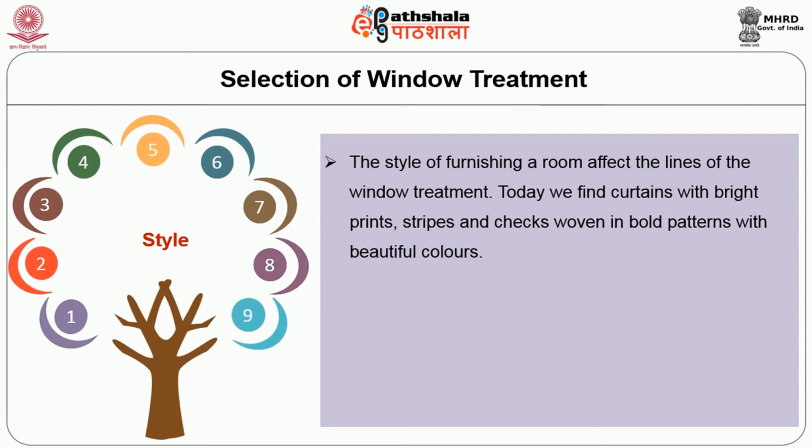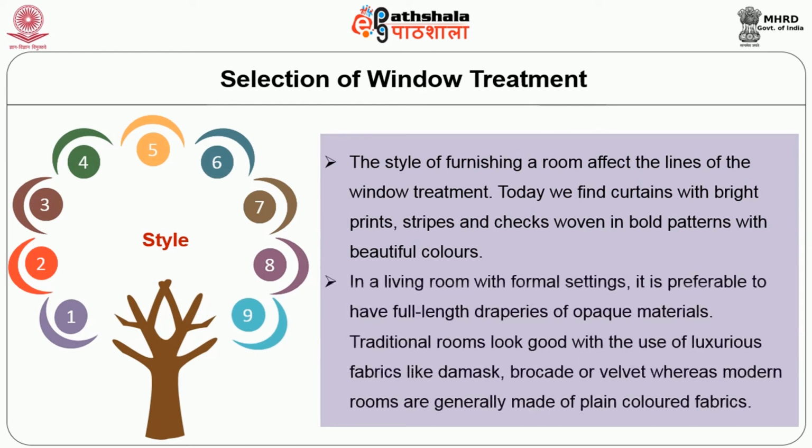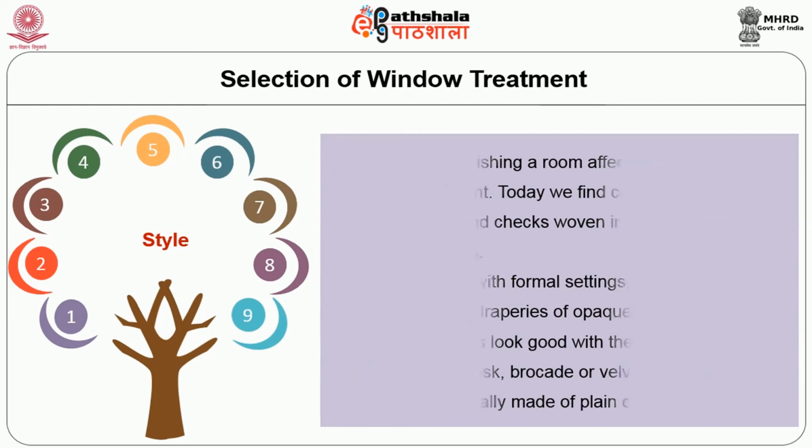Today, we find curtains with bright prints, stripes and checks woven in bold patterns with beautiful colors. In a living room with formal setting, it is preferable to have full-length draperies of opaque materials. Traditional rooms look good with the use of luxurious fabrics like damask, brocade or velvet, whereas modern rooms are generally made of plain colored fabrics.